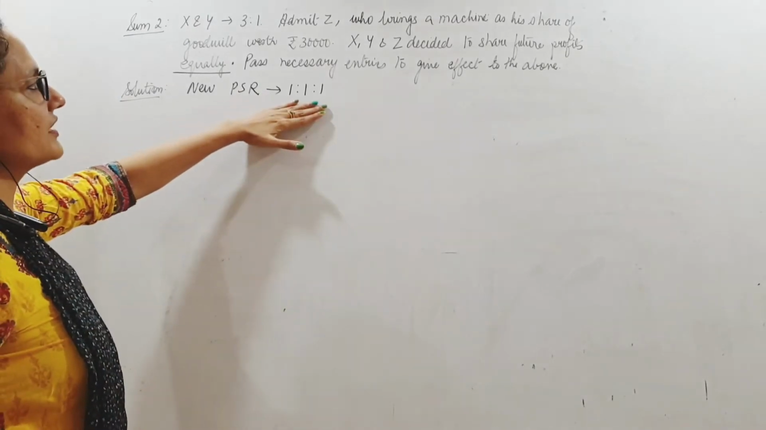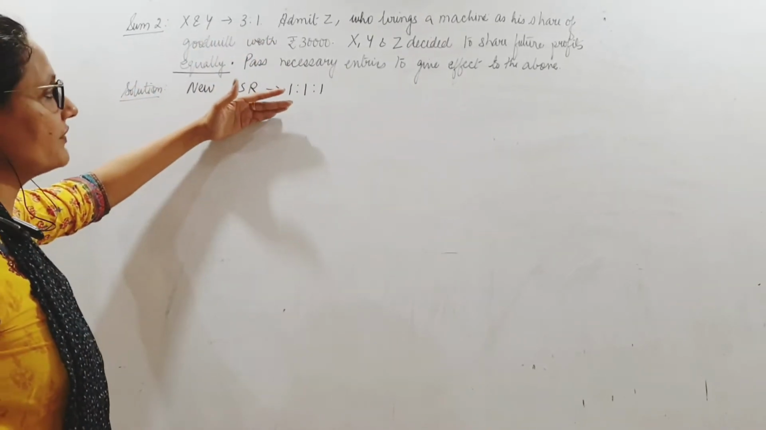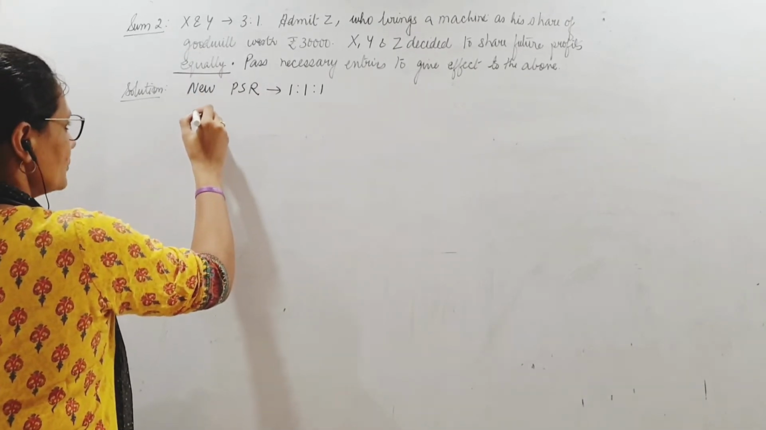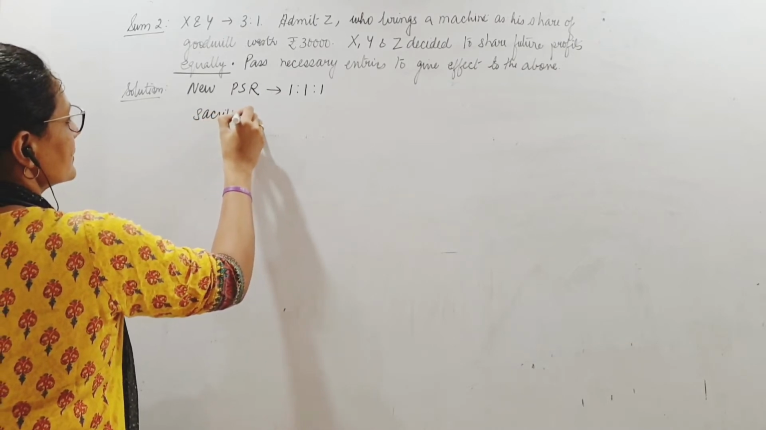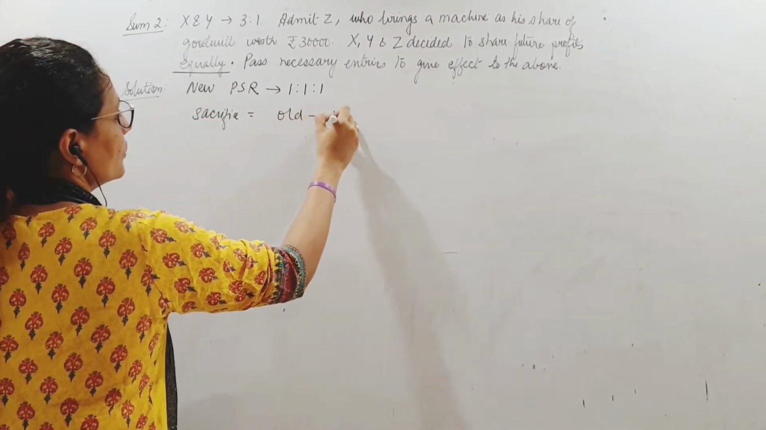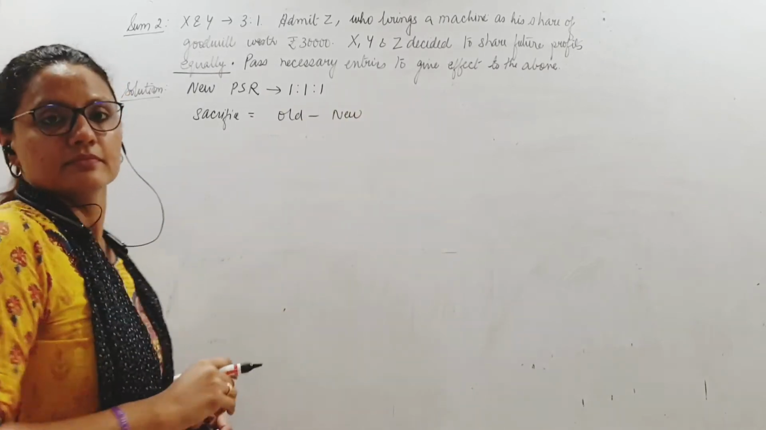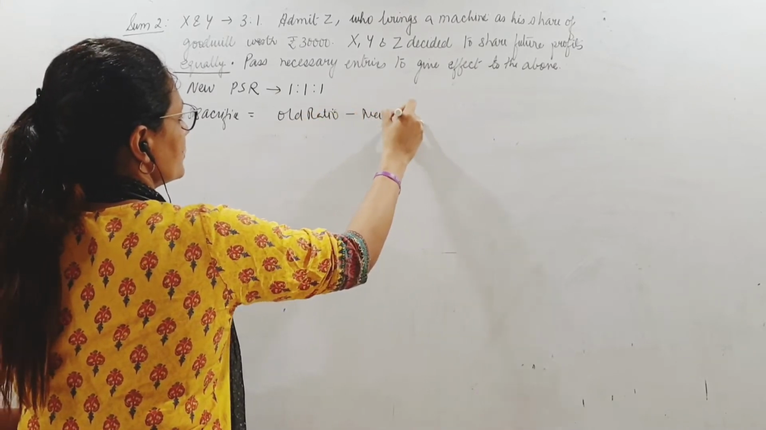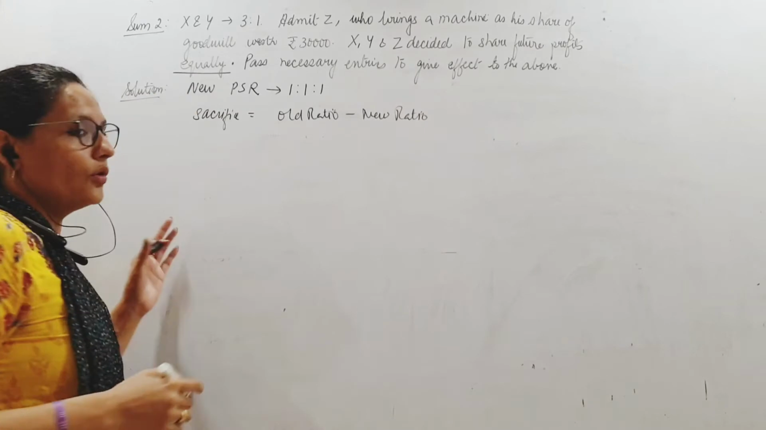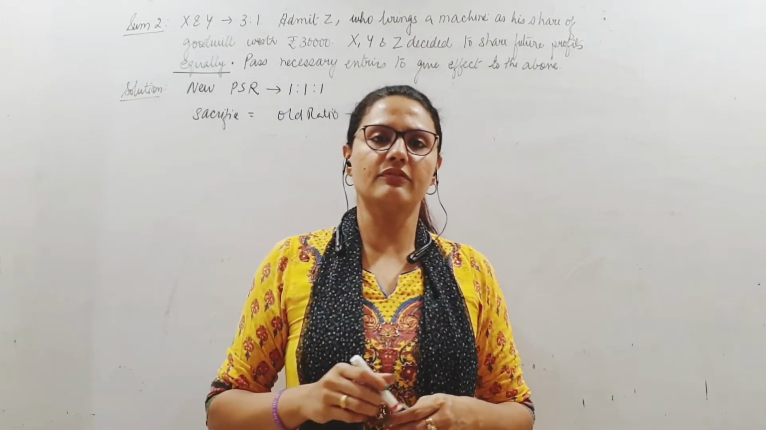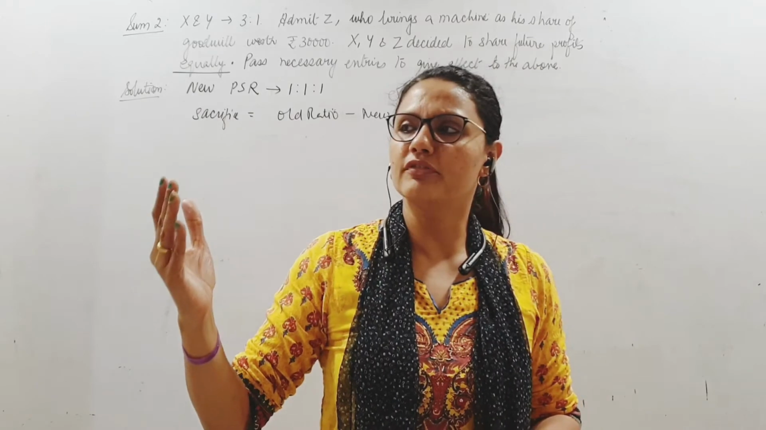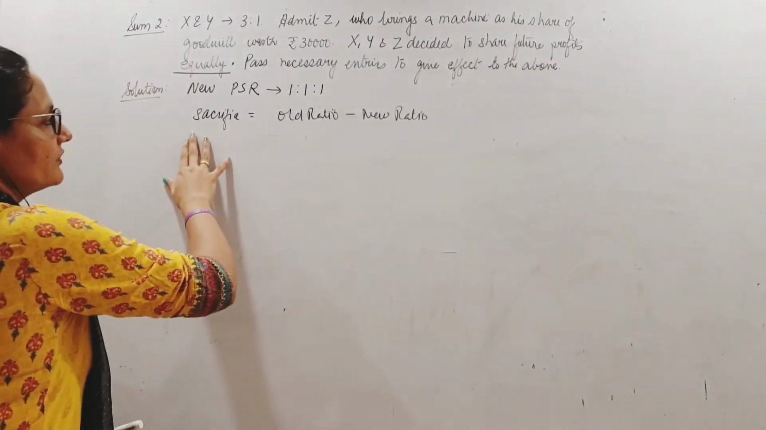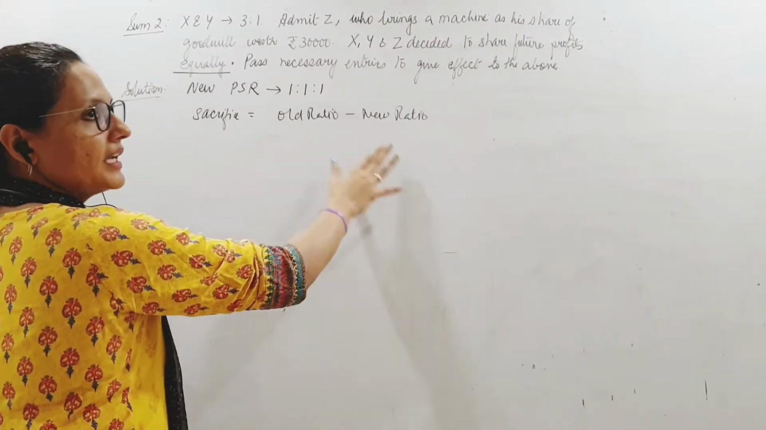New profit sharing ratio is given, old ratio is given. I can find out the sacrificing ratio because that is required. So that's a part of my calculation. So here sacrifice is equal to old ratio minus new ratio. And why not new minus old? Old ratio is supposed to be more. If you have made a sacrifice, meaning what? Earlier your share of profit will be more than the new share, isn't it? So on that assumption, sacrifice ratio is equal to old minus new, not new minus old.